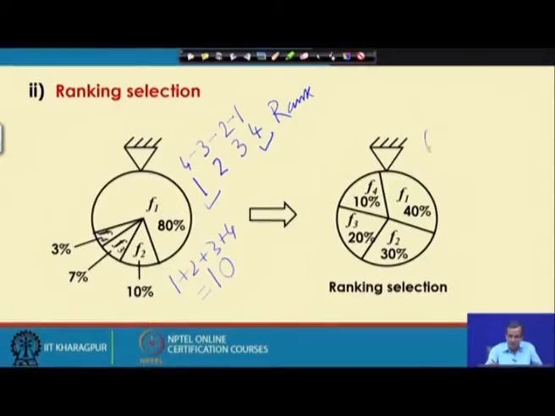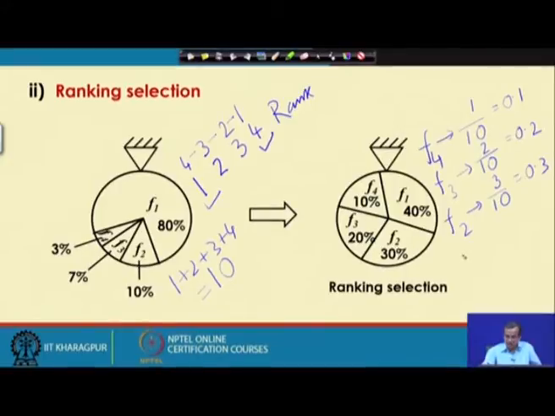That is, for F4, which has rank 1, we will get the new probability value, that is 1 divided by 10, that is 0.1, according to the ranking selection. Then F3 has rank 2, divided by the sum of the rank values, so this is 0.2. Similarly, F2 has rank 3 divided by 10, that is 0.3. Then comes F1, that is 4 divided by 10, that is 0.4.